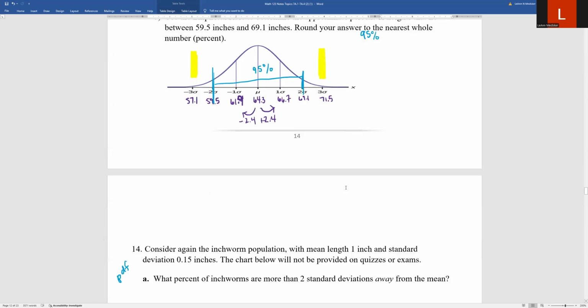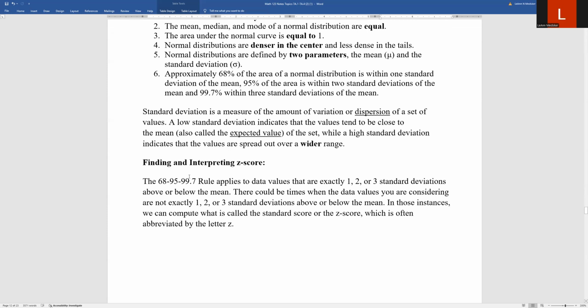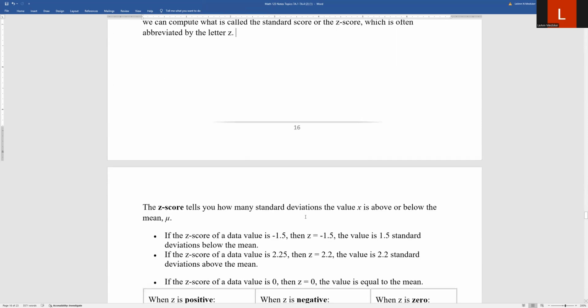And that is the whole idea of this last section. Okay. So the 68, 95, and 99.7 rule applies to data values that are exactly 1, 2, or 3 standard deviations above or below the mean. They do not help you with any other values that are on the number line. So that is why we need a better method.